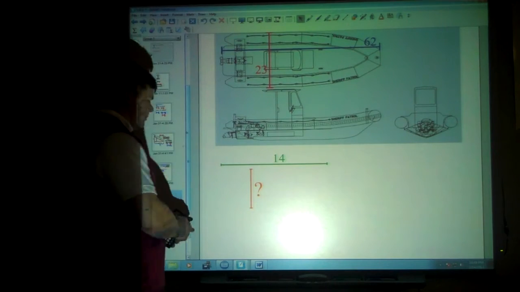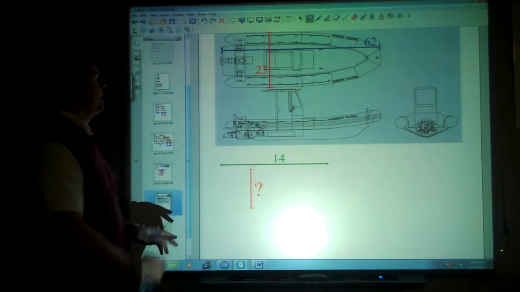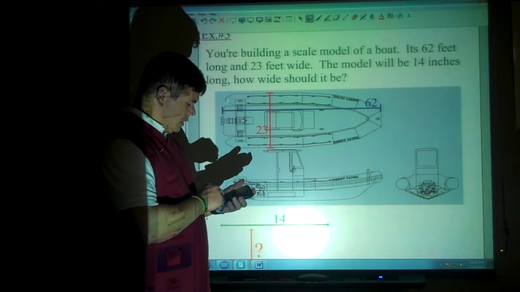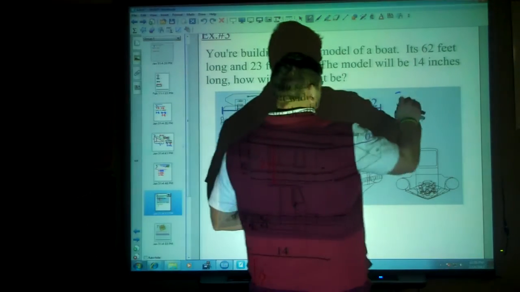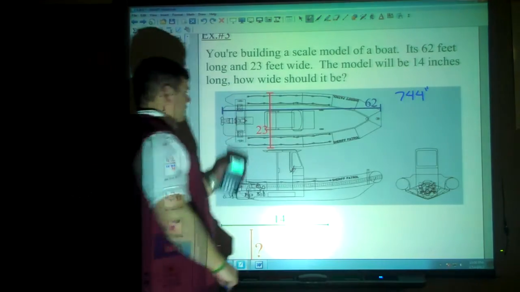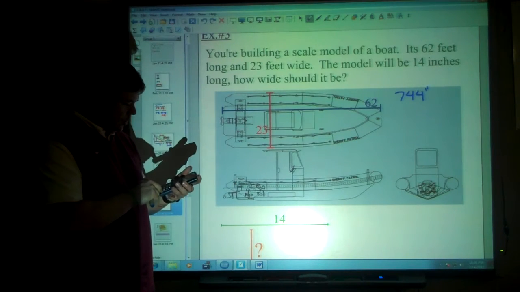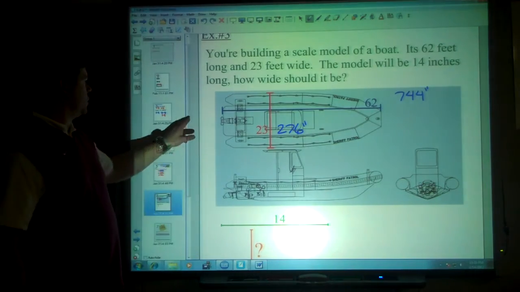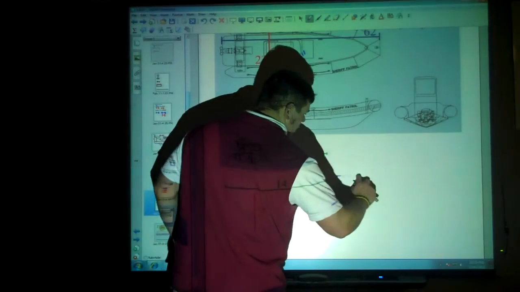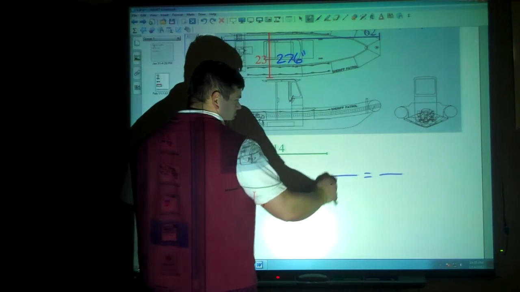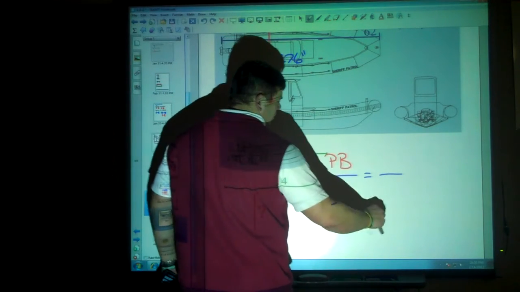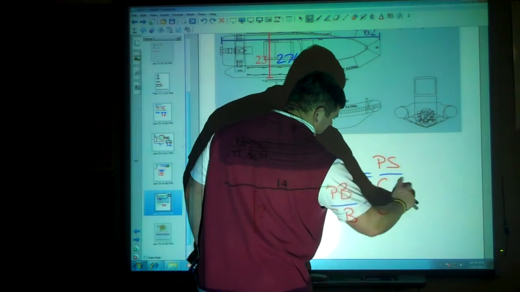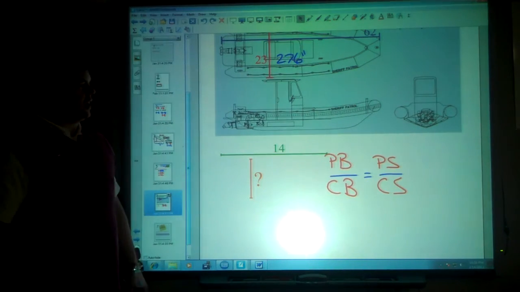So if you set up your proportion, now if you wanted to be very, very careful, you could actually convert the 62 feet. You could say 62 times 12 inches is 744. And you could say 23 feet times the 12 inches is 276. So then you're at least dealing with inches and inches. Now when I set up proportions, I like corresponding parts. So a part on the big that matches up with a part on the small. Another corresponding part on the big that matches up with a corresponding small part as well. And if you set it up like that, you'll be okay.